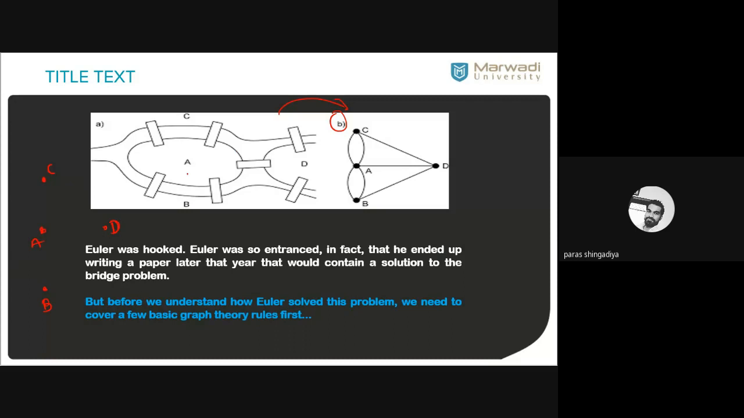Now A and C are connected by two bridges, so you connect A and C by two edges. Then A and B are also connected by two bridges, so you connect them by two edges. A and D are connected by only one bridge, so we connect them by a single edge. Then C and D are connected by a single edge, and B and D are also connected by a single edge. So this is the picture, called the graph of this geometrical representation.